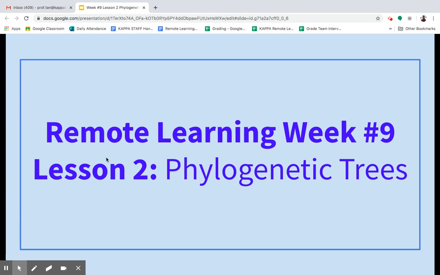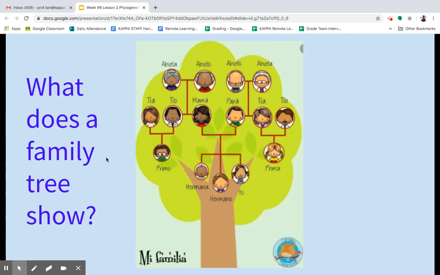Today, we are going to be learning about phylogenetic trees, which are also called evolutionary trees. So, maybe you've heard the term before, a family tree. Take a moment to pause and think, what does a family tree show? A family tree shows how people are related and generations over time.